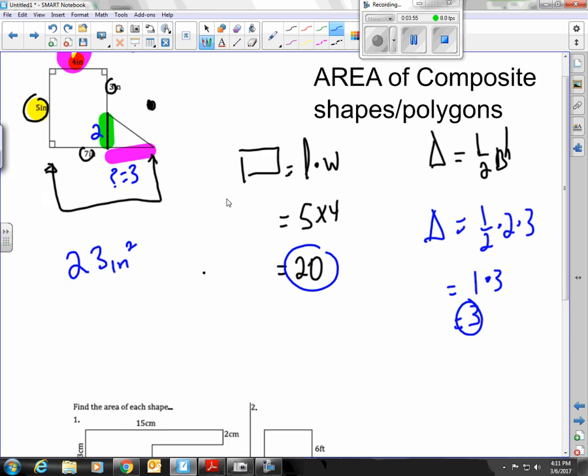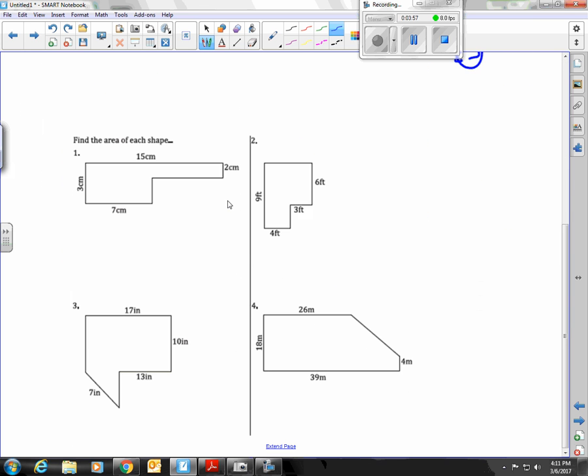Welcome back. Here's the last part of your homework. Again, on a separate piece of paper, please draw all 4 shapes and try to cut these shapes so you can figure out the area. You're going to have a couple of triangles and a couple of rectangles.